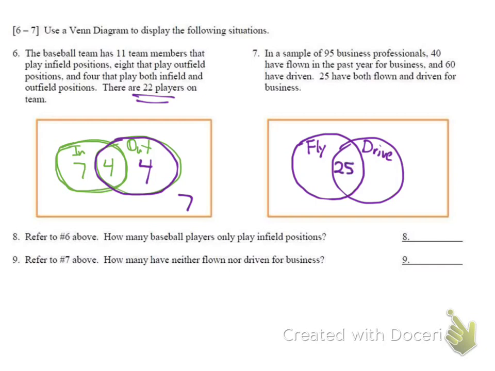Now that's the overlap, because now that I know the overlap, I know that 40 total have flown, so that whole circle has to add up to 40, so 15 goes in the fly only.